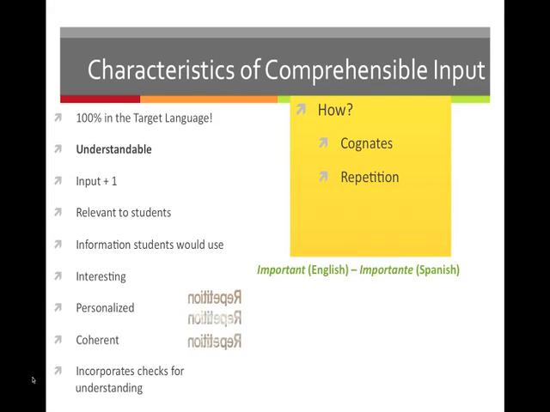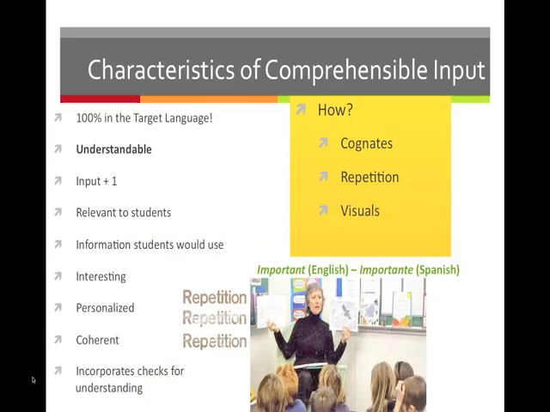A second way to make your comprehensible input understandable is repetition, repetition, repetition. The more you repeat new grammar structures for the students or new vocabulary words, the better and longer they will retain the new material. Repeat each new vocabulary word at least 7 times before you expect your students to produce it.